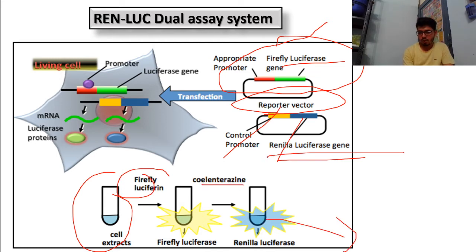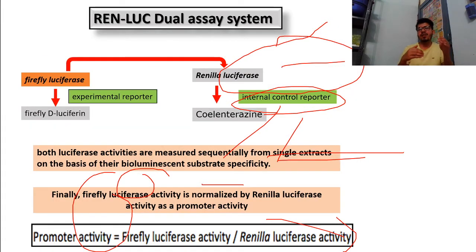And whenever the whole activity is there, then what you will do is divide the firefly luciferase activity by the renilla luciferase activity. Then whatever the final value is, that is the promoter activity of that particular gene. So this is again a very prominent technique to understand the in vivo transient expression of that particular system.